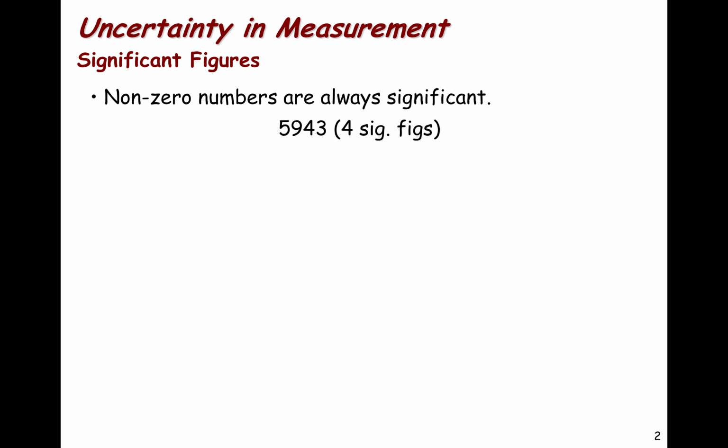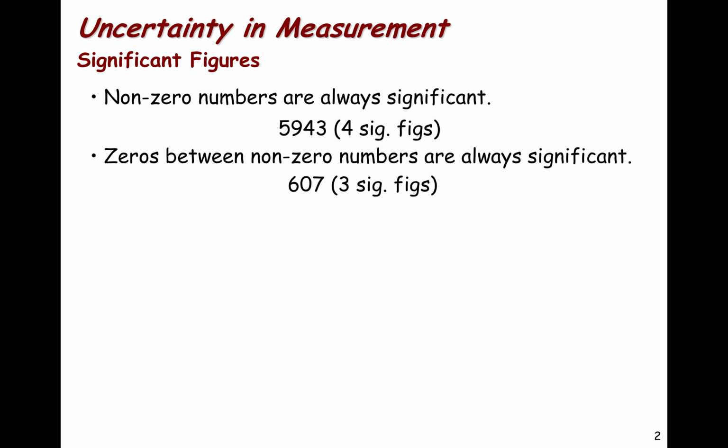In this particular example, it's relatively straightforward. First of all, if we have a number that contains non-zero digits, so in this particular case this is 5,943, none of the digits are zeros, and that makes it straightforward. All of those digits are significant. They've been measured. So I would say that this number contains 4 significant digits. It turns out that the zeros are the ones that are problematic as to whether or not they're significant.